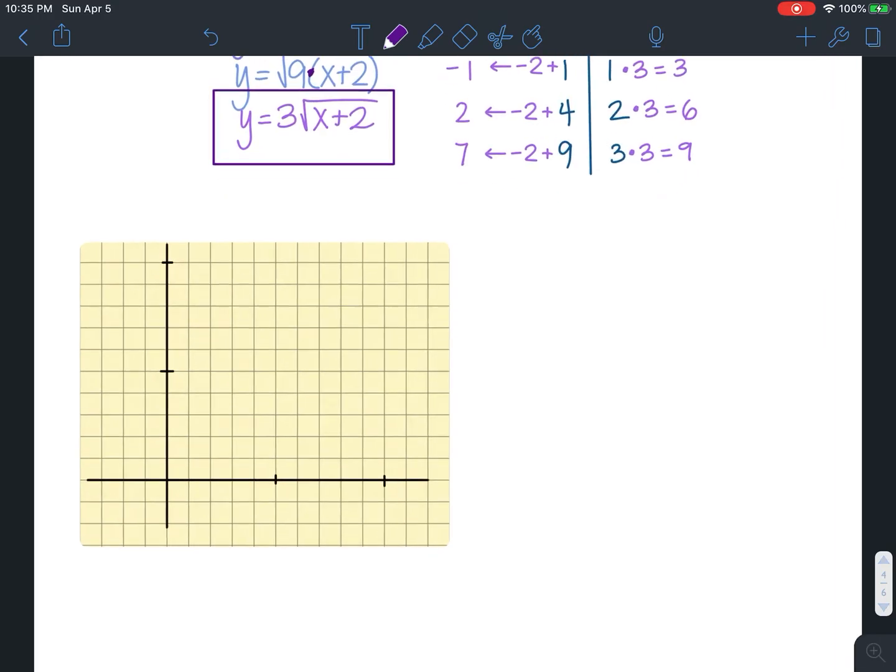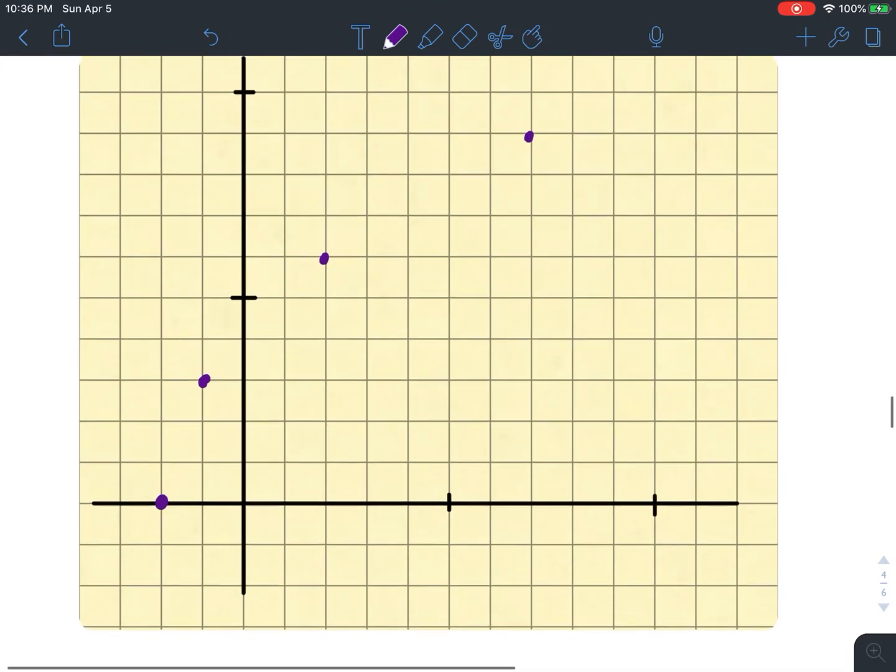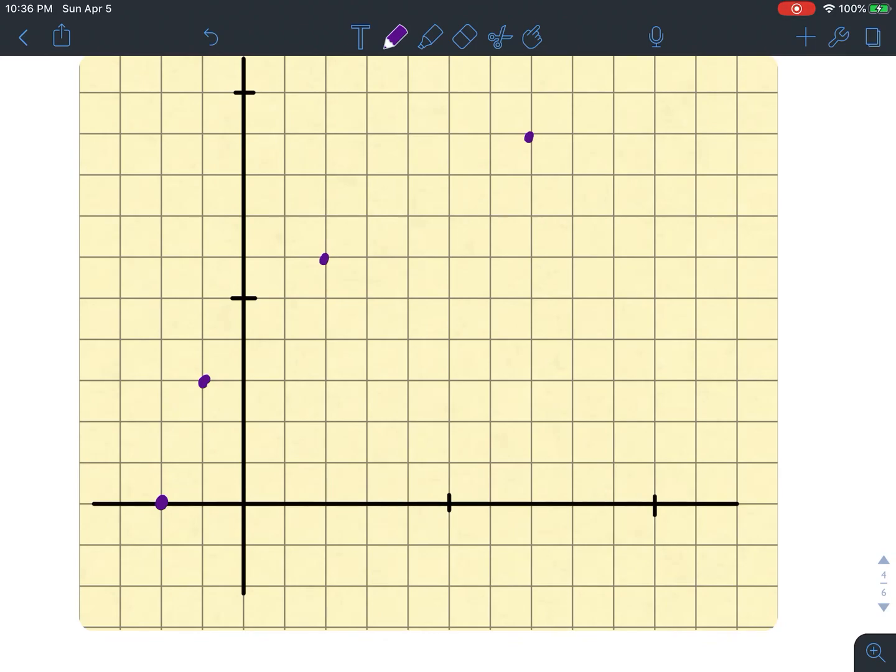So I have -2, 0. -1, 3. 2, 6. And 7, 9. I think that's right. Yeah. And remember that when you're coming off of that original point, you got to start vertical.